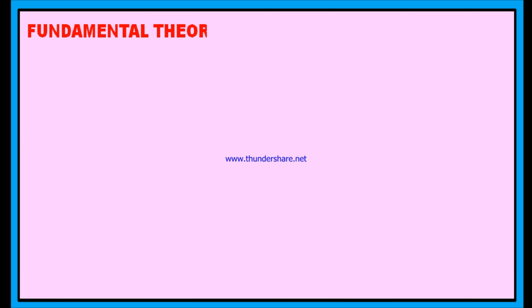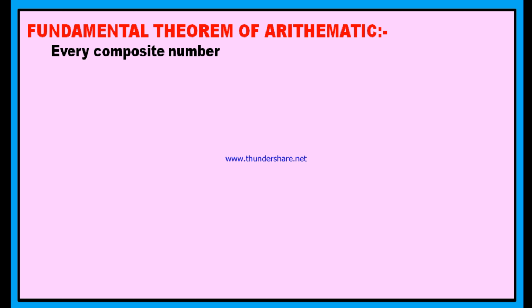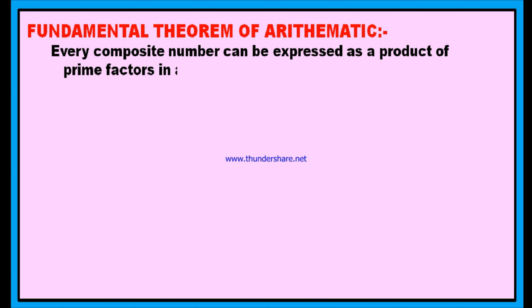Now you see here it is the fundamental theorem of arithmetic. Let us see its statement. The fundamental theorem of arithmetic states that every composite number can be expressed as a product of prime factors in a unique way. I shall repeat, every composite number can be expressed as a product of prime factors in a unique way. Unique means in only one single way.